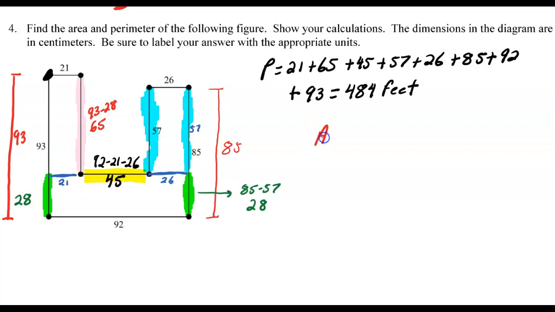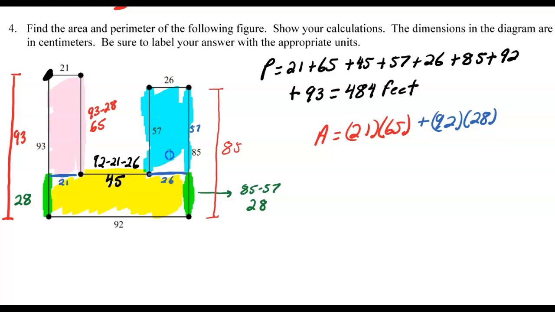Now for the area, I see 3 rectangles. I see this pink rectangle. So the area of the pink rectangle is going to be base times height, so 21 times 65. I see this yellow rectangle down at the bottom. So the area of the yellow rectangle, the base is 92, and the height is the 28, that green 28. And then I see the blue triangle, and the blue triangle's dimensions are going to be, the base is 26 and the height is 57.